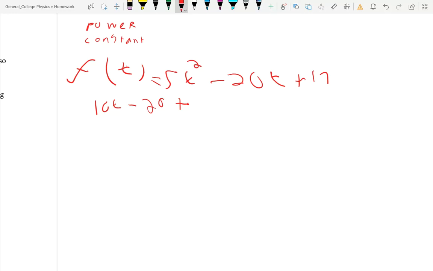Oh. Yeah. So no plus c. How do I take that away? Just turn around and use the other side, like you erased. Oh, okay. So it'll just be 10t minus 20.